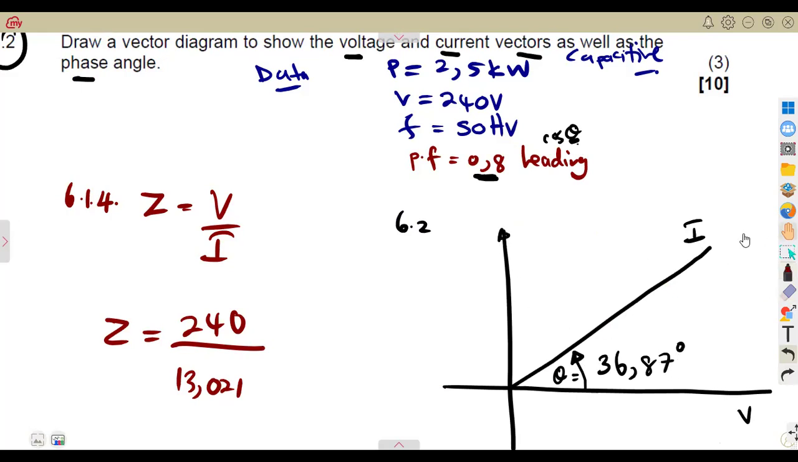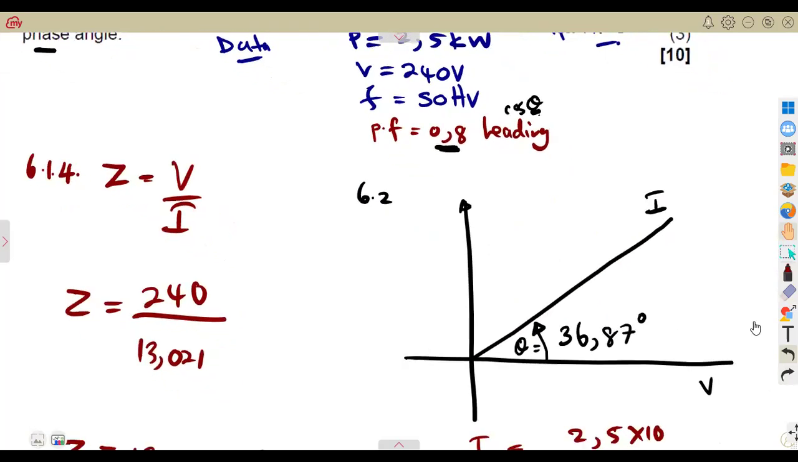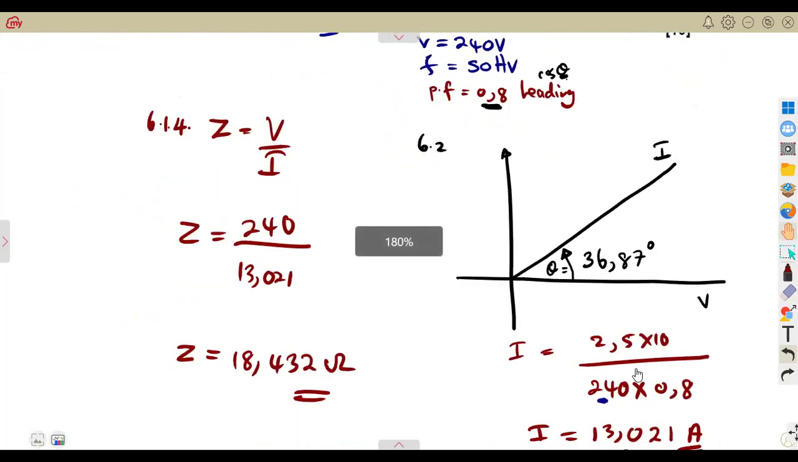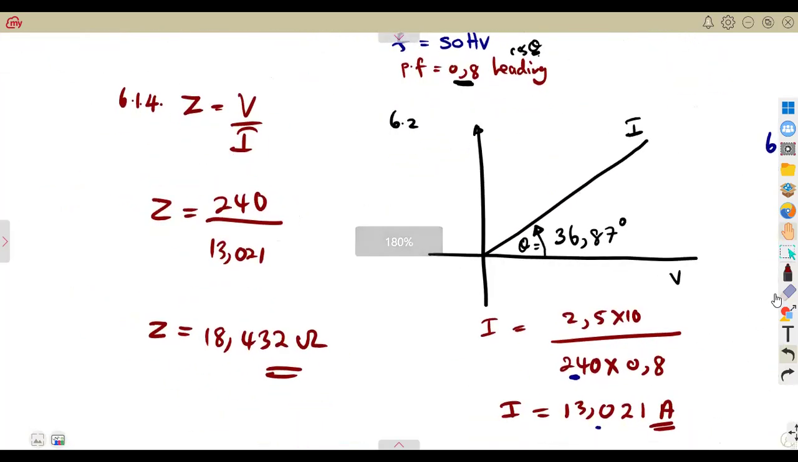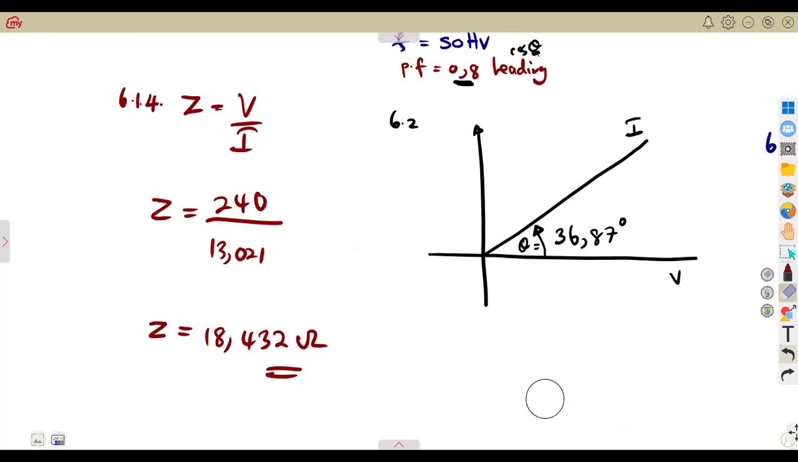All right, so that's it, guys. There's nothing much. You can even write the values. Current, remember you have got these values. Sorry for that. You have got these values for current and voltage. So you can also write your values.